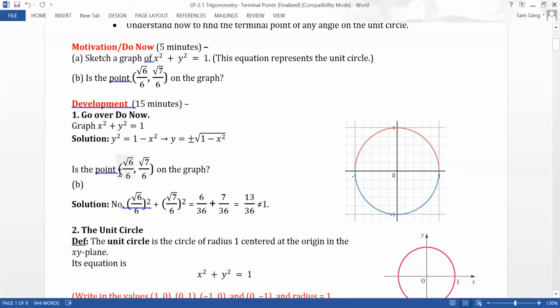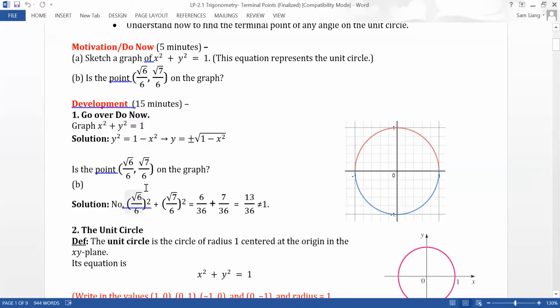And then for part B, the solution here is, well, to determine whether any point is on any graph, we just have to plug the point into the equation. Okay, so we're going to plug root 6 over 6 into x squared and then root 7 over 6 into y squared. And then we're going to see if that equals 1. If it is equal to 1, then it is on the graph. If it's not, then it's not on the graph.